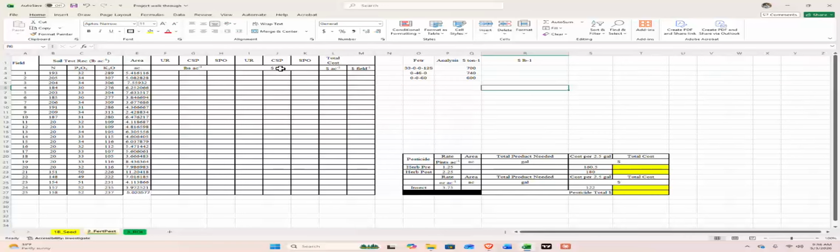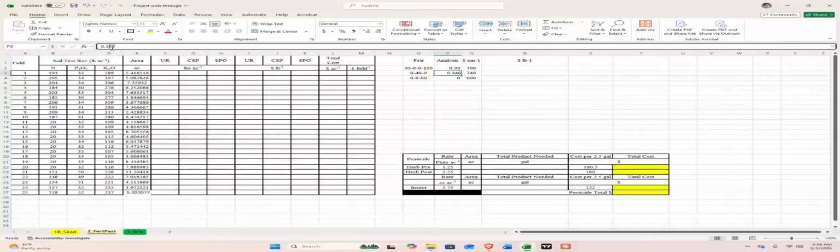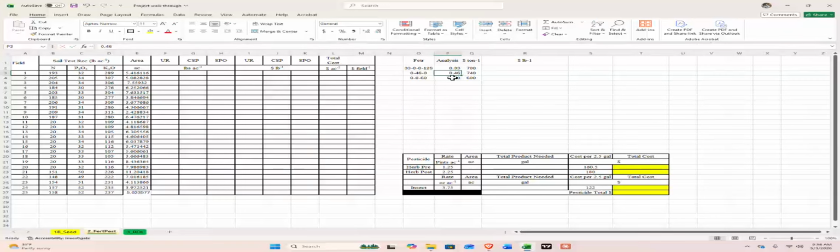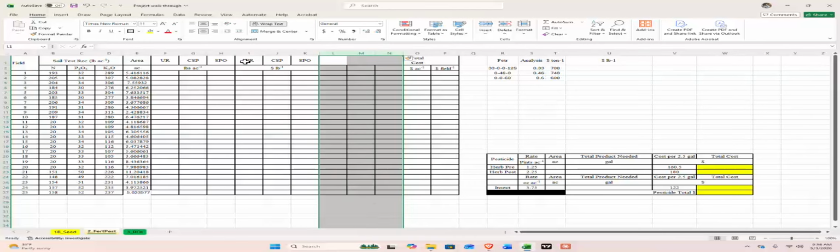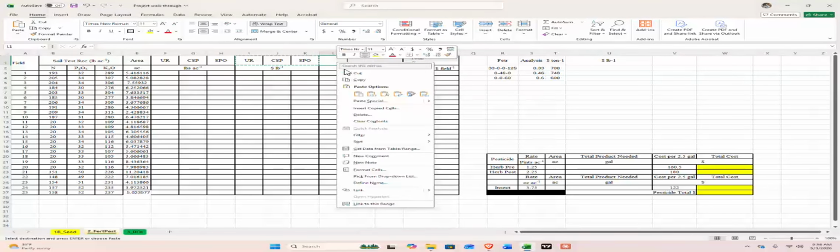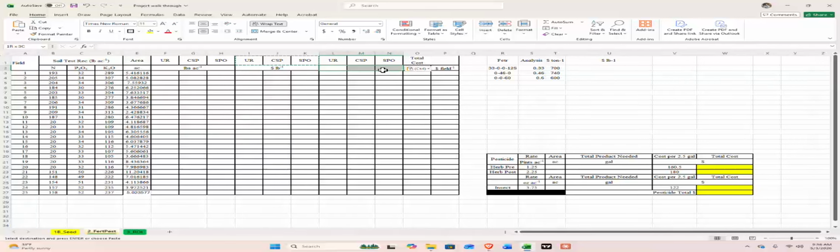I feel like, what did we do here? Okay, let's work this. So we know that our guaranteed analysis is 0.33, 0.46, and 0.60. Okay, and if you'd like, I think I'm going to add this in here because I want to do insert. I also want to do this in per field. And this is dollars.